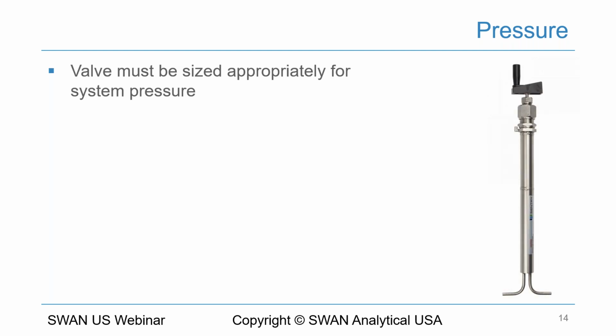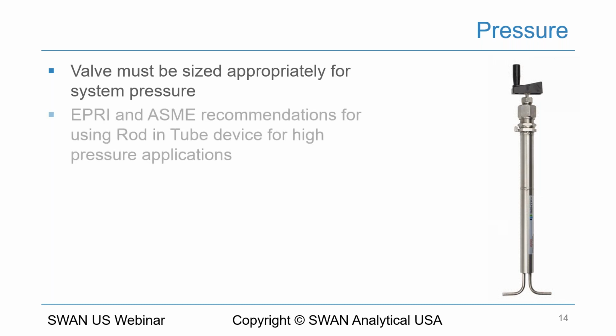we make sure that our valve is sized appropriately for the system pressure required. This is a picture of a high pressure valve, but like I said, at lower pressures, we need to make sure that that valve is selected for the appropriate pressure drop, as well as the CV across the valve, so that we don't take too much pressure away from the analysis.